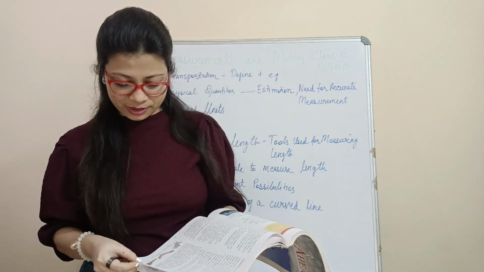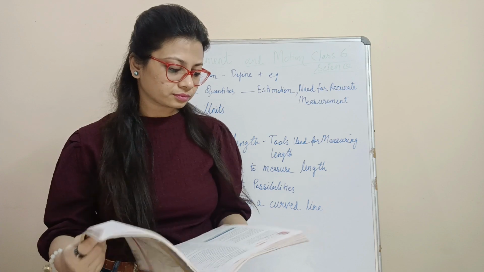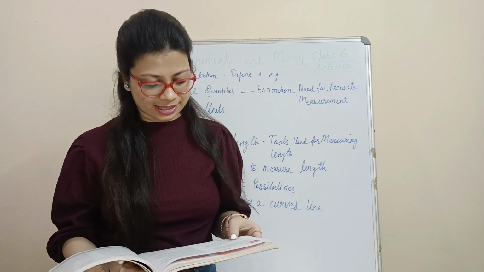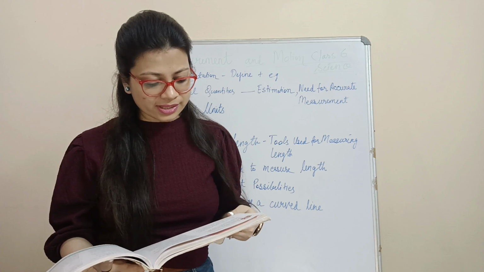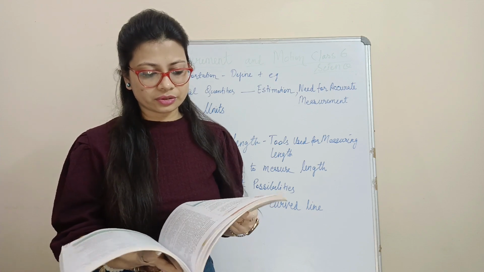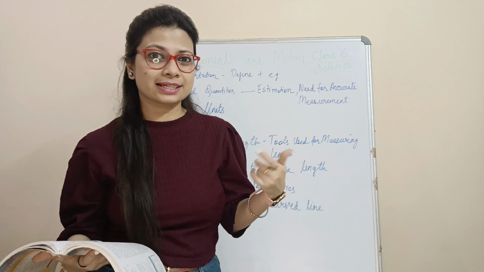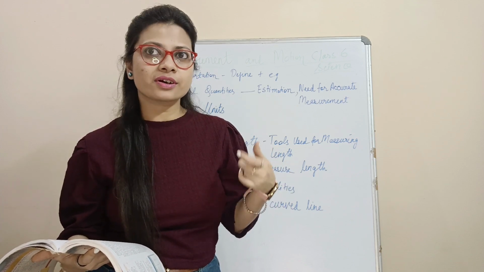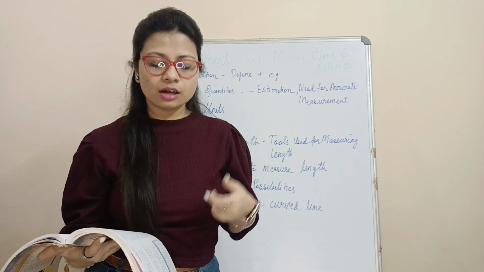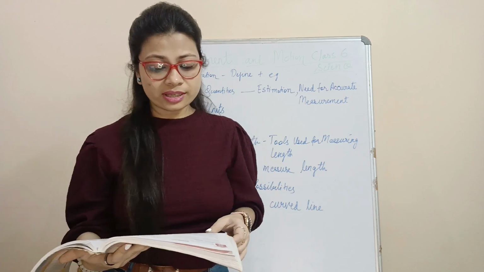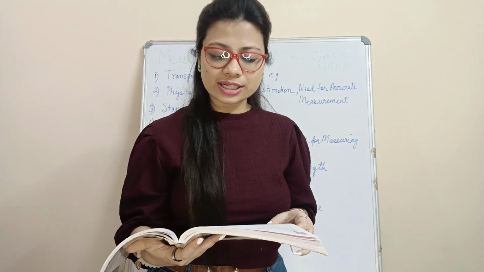For accurate measurements, a standard representation of every physical quantity is needed. This standard representation is called a standard unit. So every physical quantity like length, weight, time should have accurate measurements by using a standard representation. This standard representation is called a standard unit.